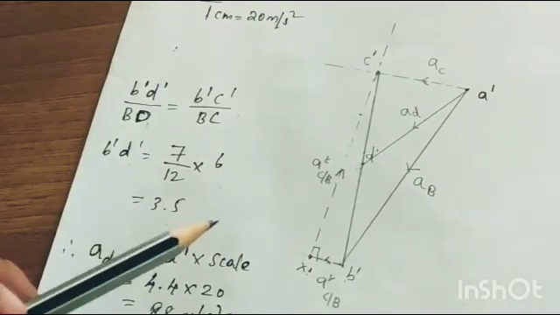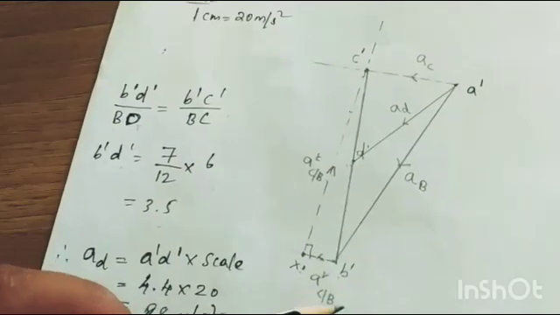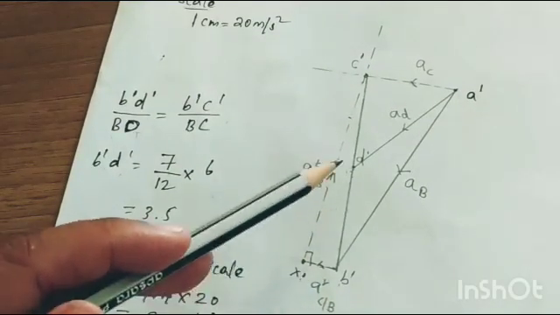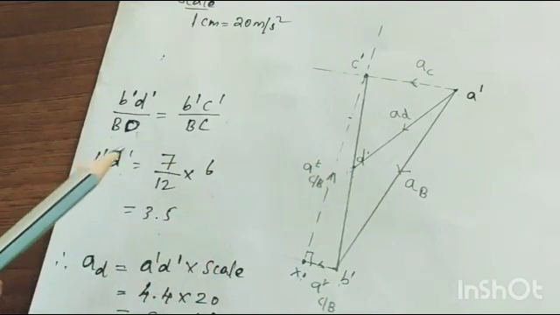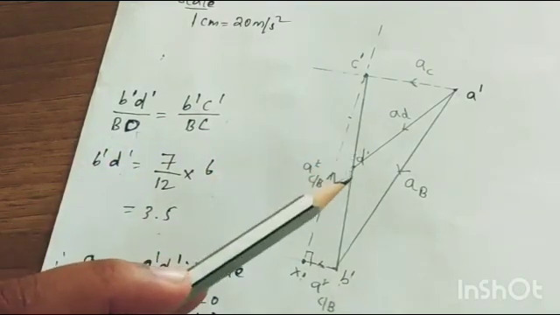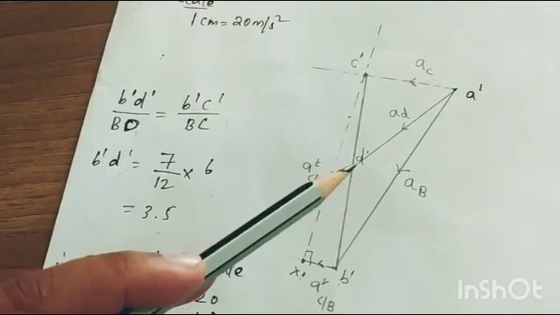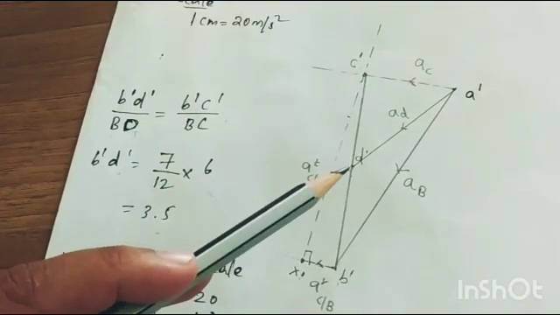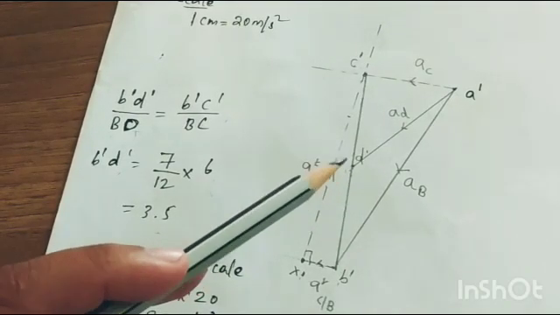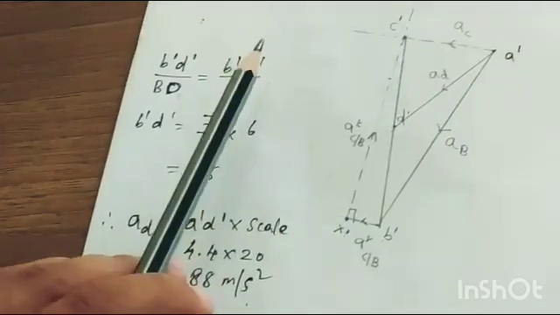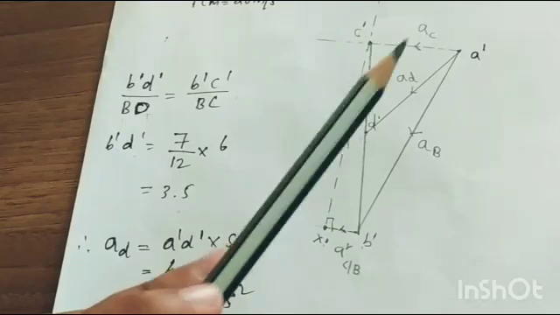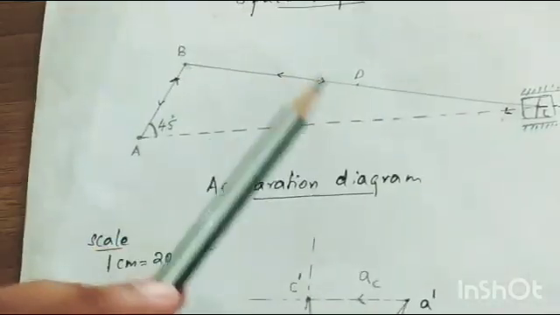Now using the scale, from here measure 3.5 and mark this point D dash. That is how we get the midpoint for the acceleration of the midpoint. I got that point. From here, you have to join A dash and D dash. That will be the acceleration of the midpoint of the connecting rod.